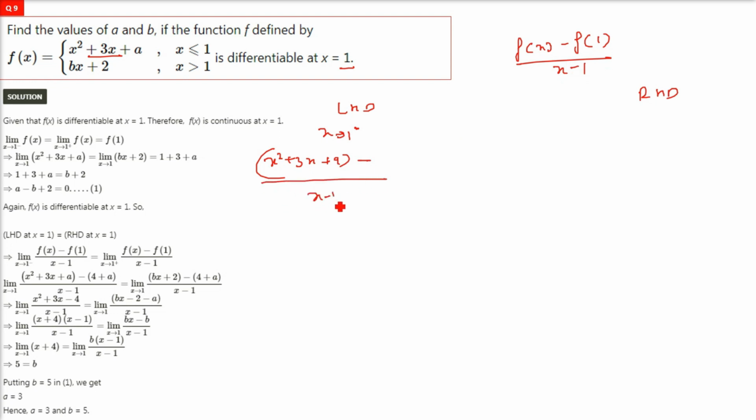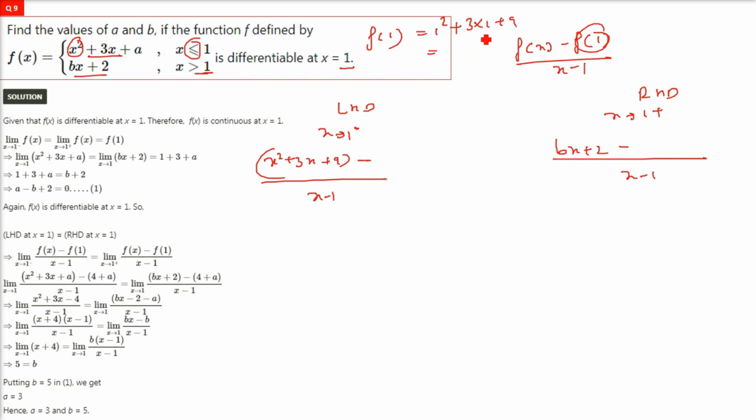I'll just tell you what f(1) is. X minus 1 in the denominator. Here also same thing, the x minus 1 in the denominator. The function will change because you are now ahead of 1, you are above 1, for that you have to use bx plus 2. So let us just write bx plus 2 here. And what is f(1)? Please remember, we have to use where x is equal to 1, and here x is less than or equal to 1, that is x equal to 1 also is given. Just put x as 1 here. So 1 square plus 3 into 1 plus a. You get 1 plus 3 plus a. That is going to be a plus 4. So just write a plus 4 or 4 plus a here. Here also a plus 4 or 4 plus a here.